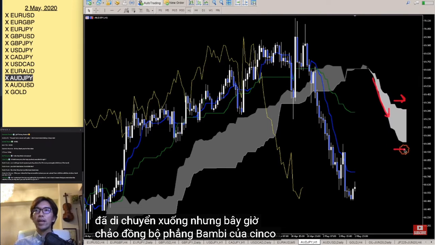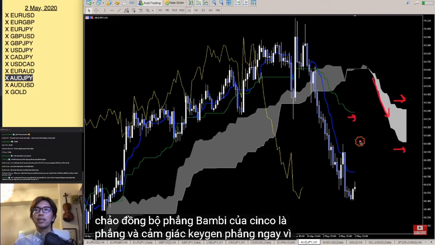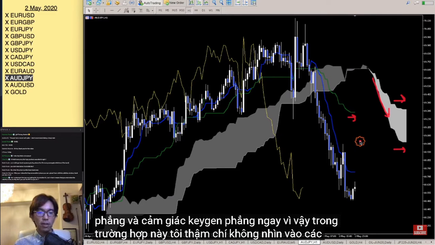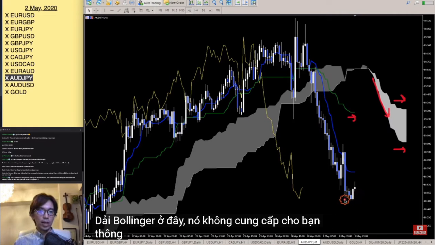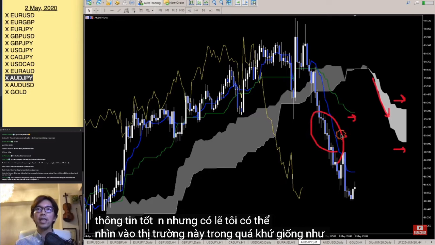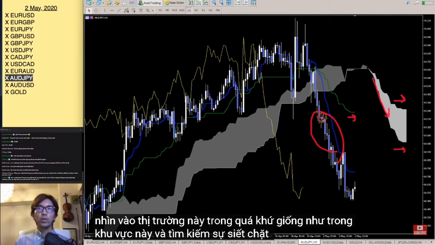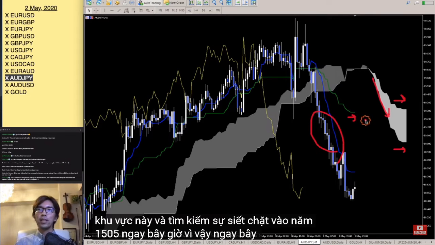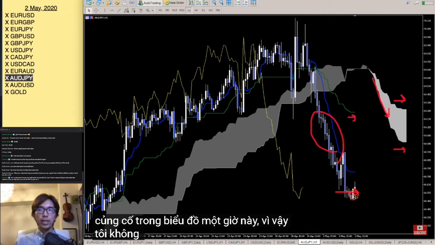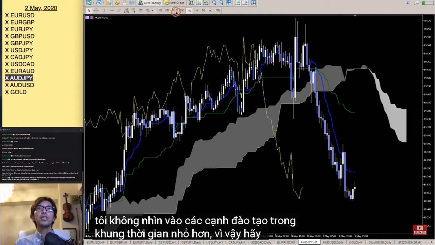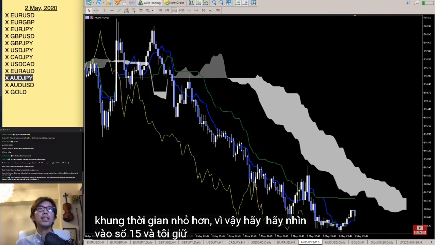Senko span B is flat, Senko span A is flat, and Kijun Sen is flat, right? So in this case, I don't even look at smaller time frames. Even if I look at the Bollinger Bands here, it doesn't give you good information. But maybe I can look at this market in the past, like in this area, and look for the squeeze in 15 or 5, right? So right now it's consolidating in this 1 hour chart, so I don't look at the trading edges in smaller time frames. So let's take a look at the 15, and I take the Bollinger Bands.